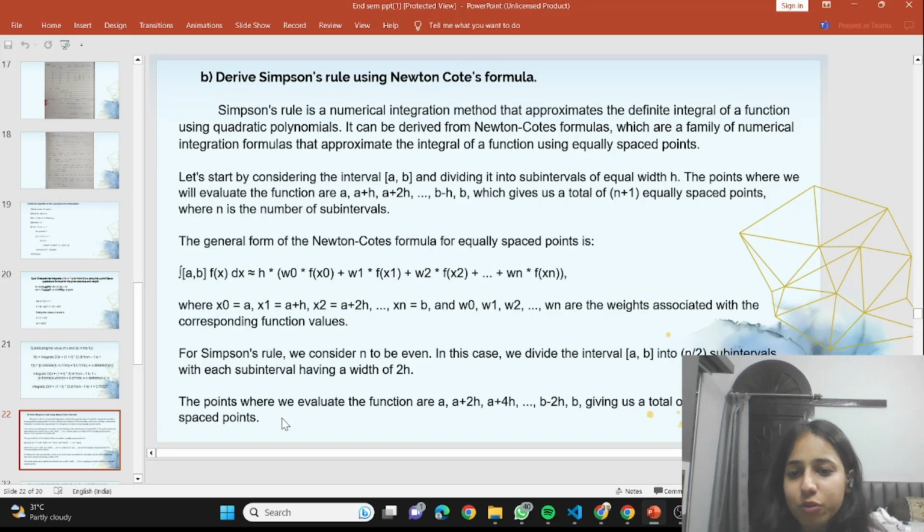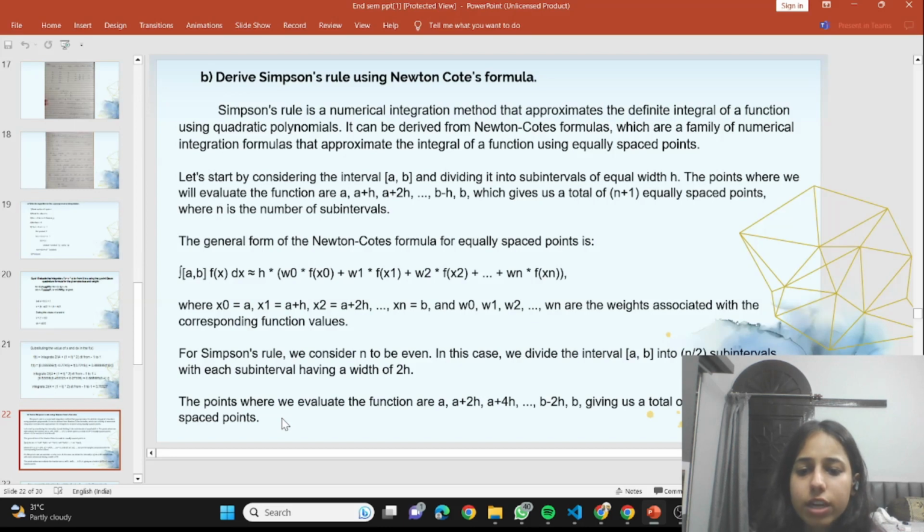The general form of the Newton-Cotes formula for equally spaced points is the integral from a to b of f(x) dx equal to h into w0 into f of x0 plus w1 into f of x1 plus w2 into f of x2 plus, and so on up to wn into f of xn, where x0 is equal to a, x1 is equal to a plus h, x2 is equal to a plus 2h, and similarly it goes on up to xn equal to b, and w0, w1, w2 up to wn are the weights associated with the corresponding function values.